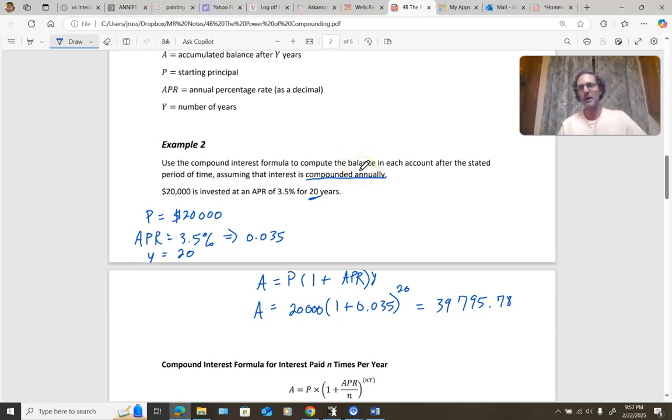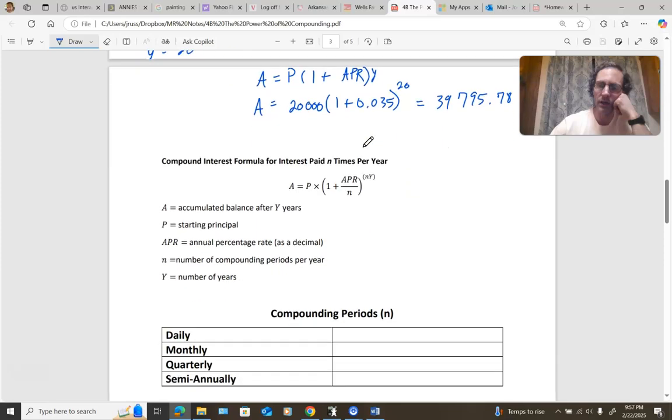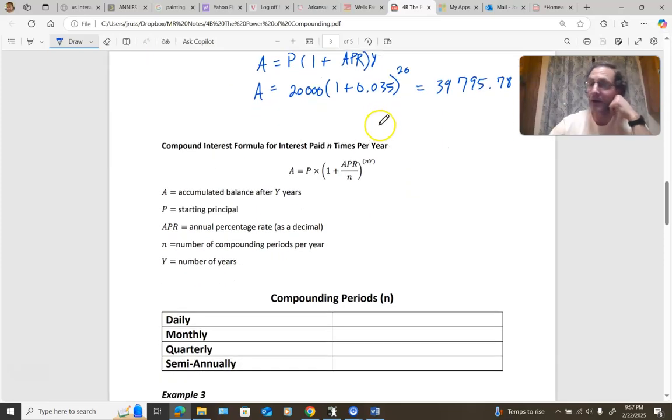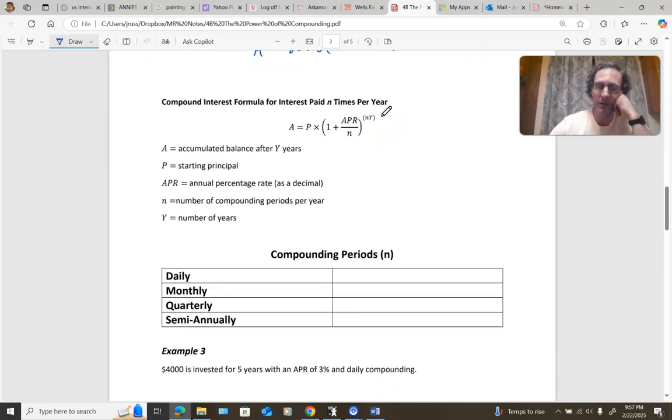So again, just remember, that means that interest is credited at the end of the year. But what if that weren't the case? What if interest were credited every month, or every day even? Okay, so that's where we end up with this formula right here. Now the only difference between this formula and the previous one is this n right here. The n's in the exponents place, and there's also an n being divided into the APR.